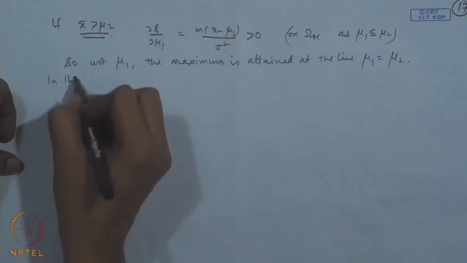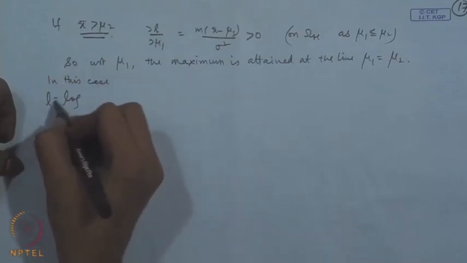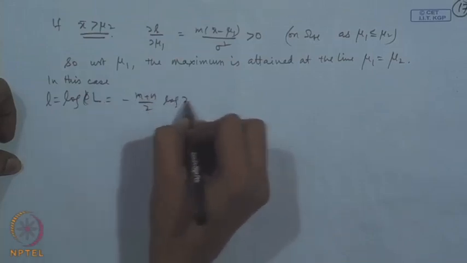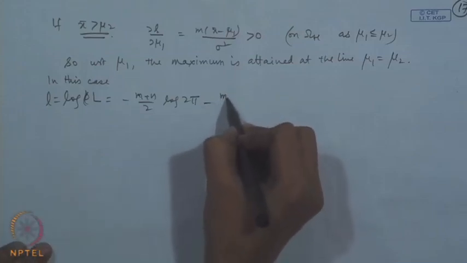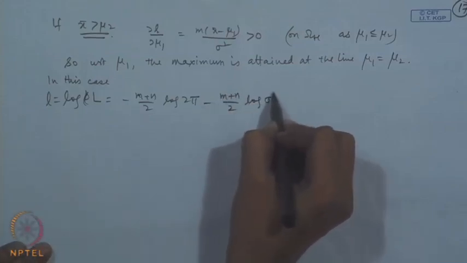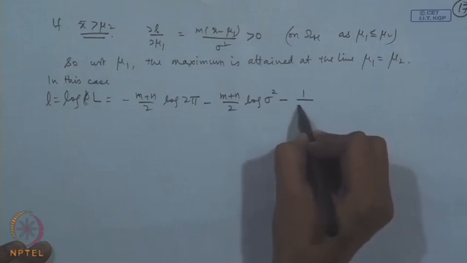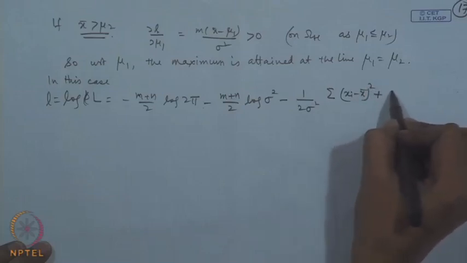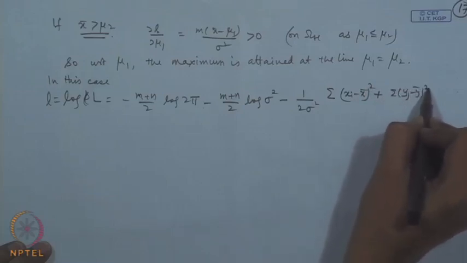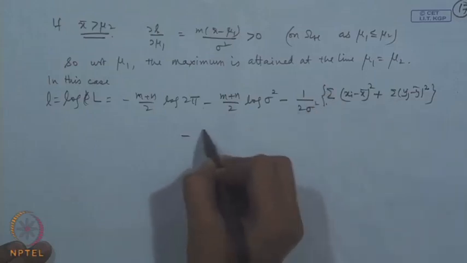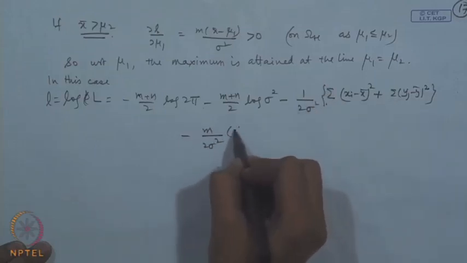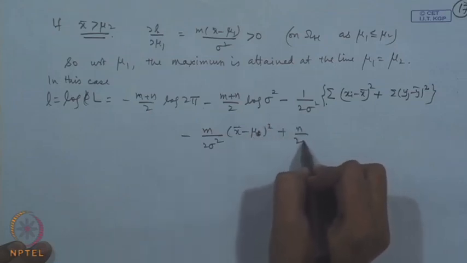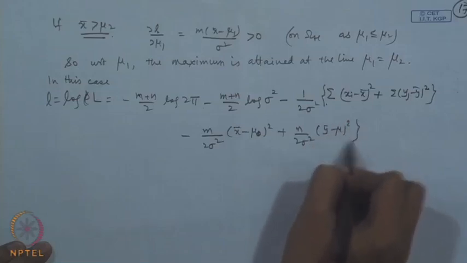So, in this case, the log likelihood L, I can write as minus m plus n by 2 log of 2 pi minus m plus n by 2 log of sigma square minus 1 by 2 sigma square times sigma x i minus x bar square plus sigma y j minus y bar square minus m by 2 sigma square times x bar minus mu square plus n by 2 sigma square times y bar minus mu square.